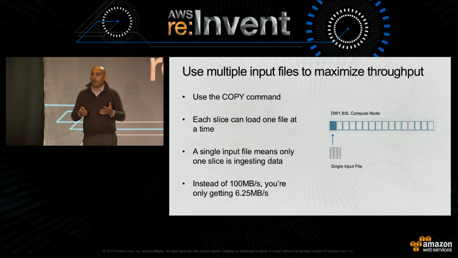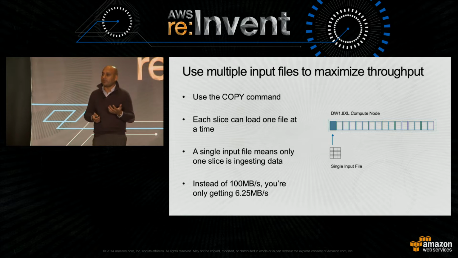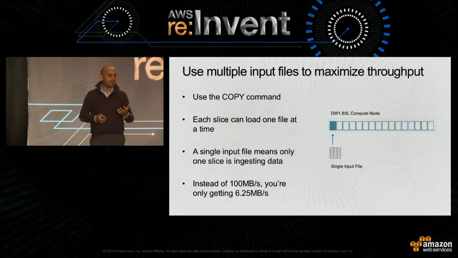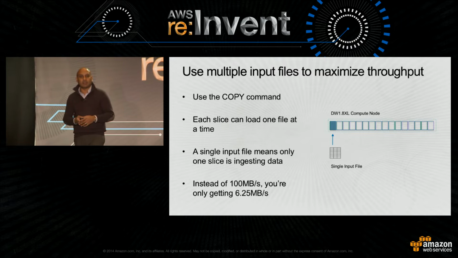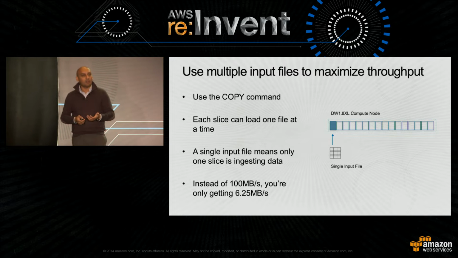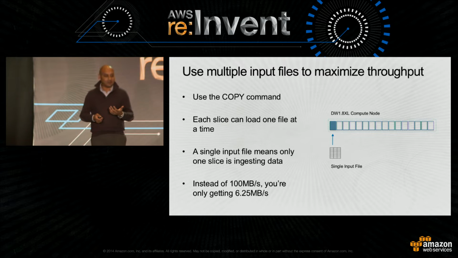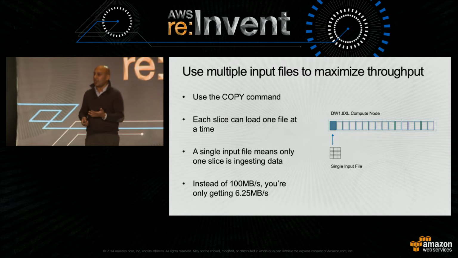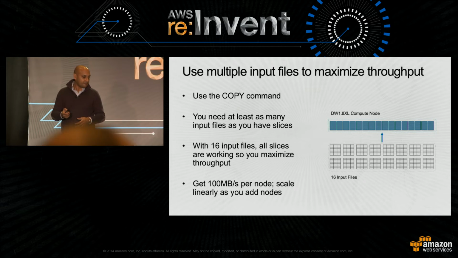But when you're using copy, each slice will ingest a file at a time. And so if you only have a single input file on S3, only one slice will be ingesting data. And so if you think about a 16-slice DW1 8XL, this can ingest data from S3 at 100 megabytes a second. But if you only have a single input file, you'll just get 1/16 of that capacity, so just over 6 megabytes per second on ingest. And that will not scale as you add nodes. So input file splitting is a big part of driving performance.